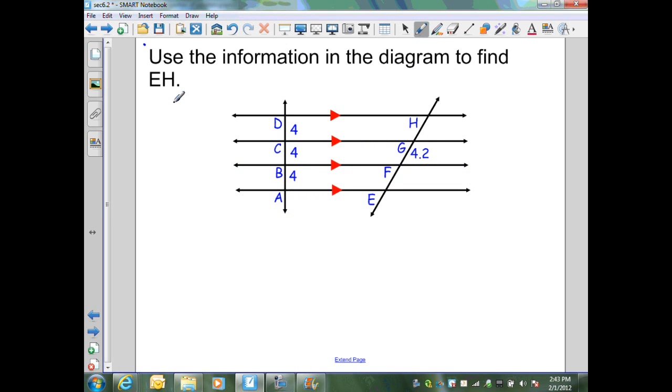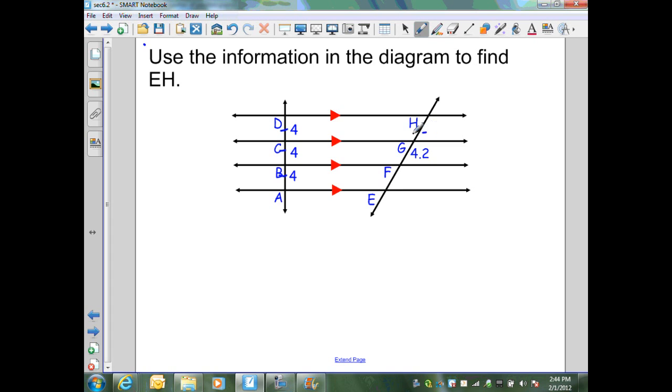Our last example, they want us to use the information in the diagram to find the measure of EH. And from our previous theorem, if given 3 or more parallel lines, and if they cut off congruent segments on one transversal, it cuts off congruent segments on all transversals. Therefore, it's given here that DC is 4, CB is 4, DA is 4. Therefore, I know these are all congruent segments. So every transversal through these parallel lines will cut off congruent segments.